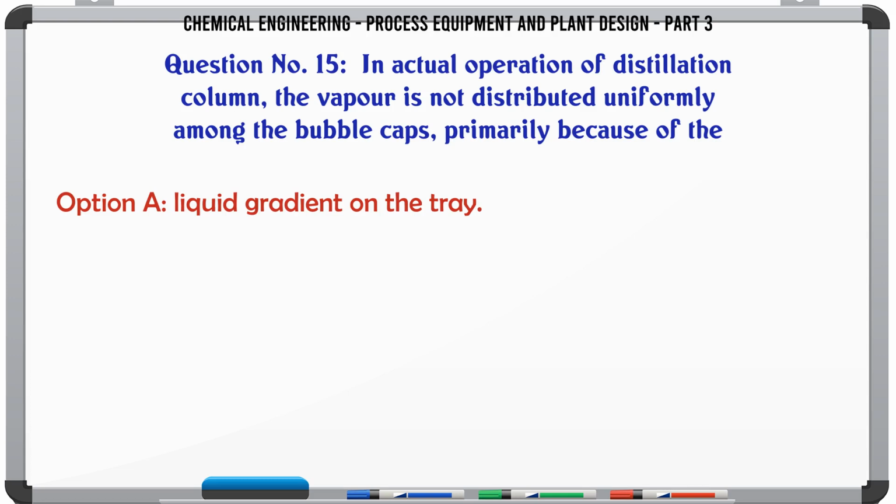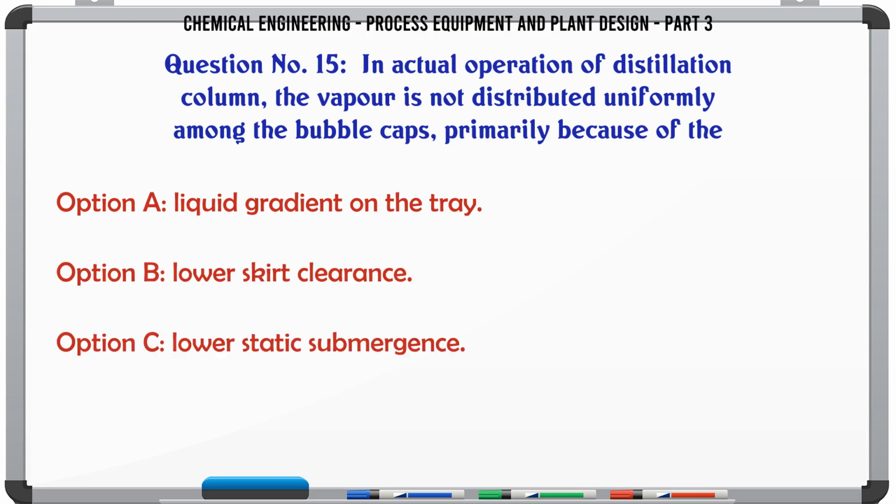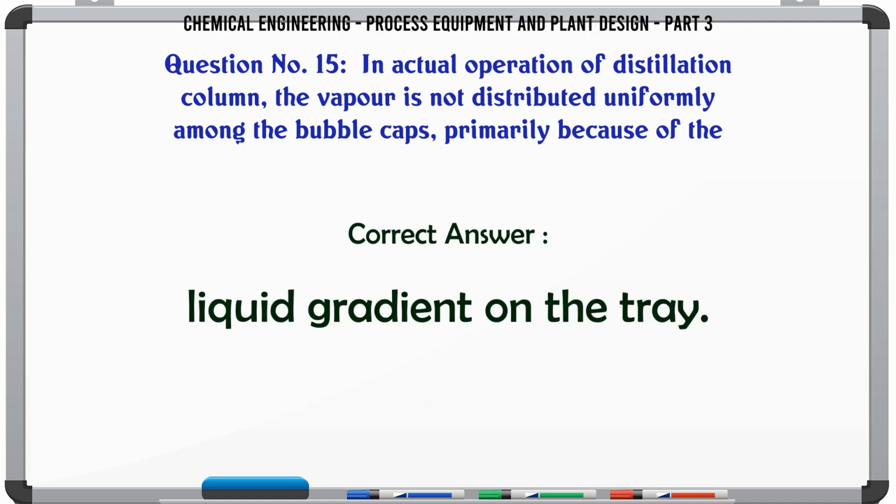In actual operation of distillation column, the vapour is not distributed uniformly among the bubble caps primarily because of the A. liquid gradient on the tray, B. lower skirt clearance, C. lower static submergence, D. small downcomer liquid seal. The correct answer is liquid gradient on the tray.